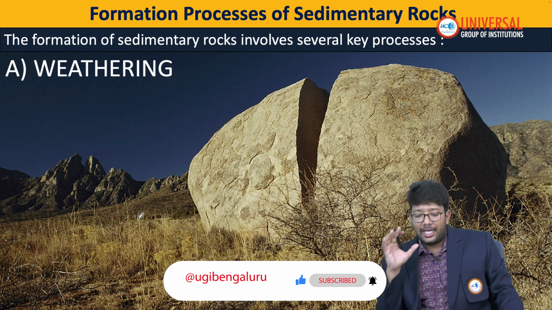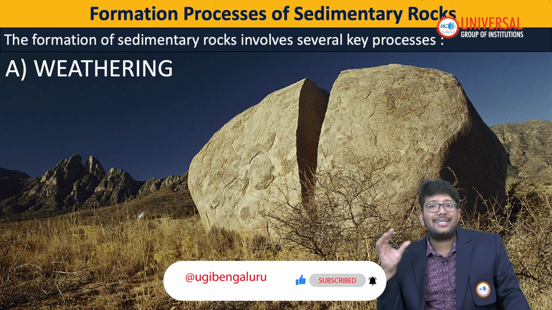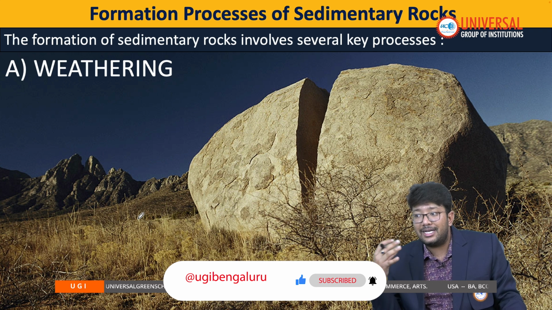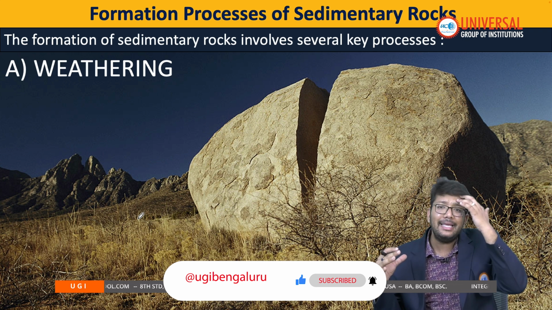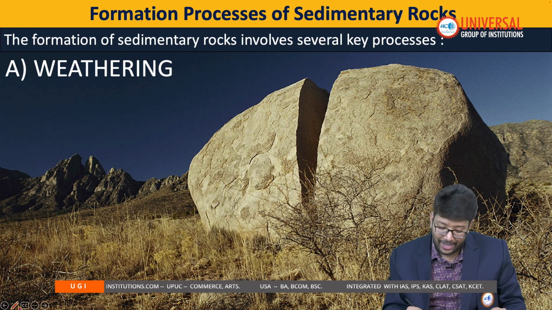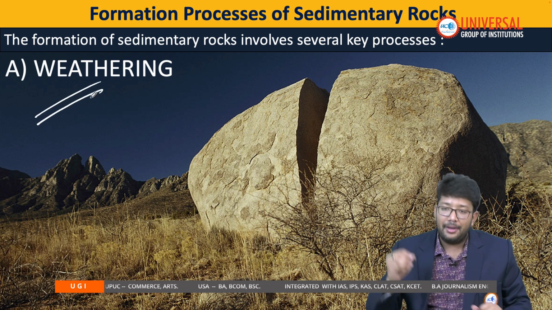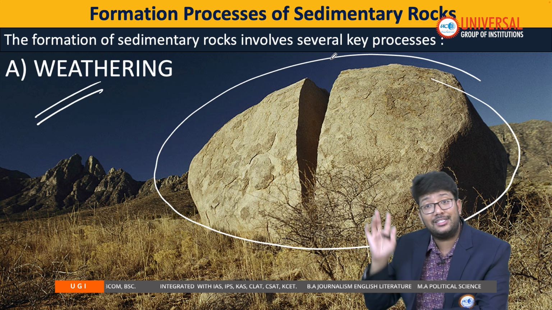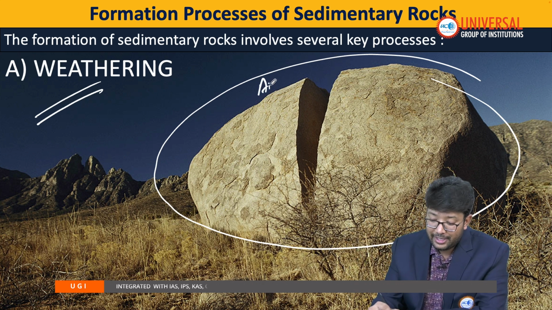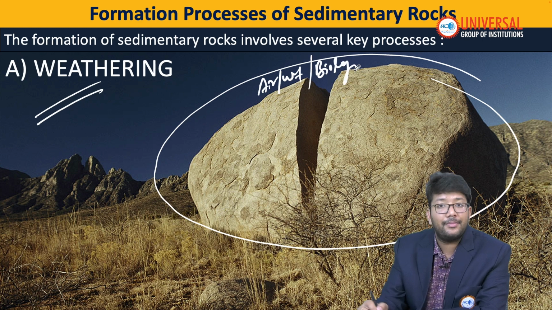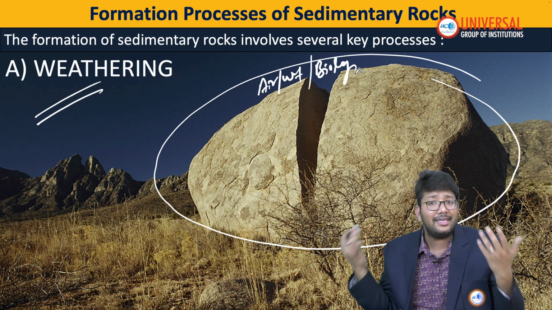Now, how exactly do sedimentary rocks form? Several key processes are involved. The first one is weathering. As you can see in the diagram, this is a big rock, and due to some agent, it can be air, it can be water, it can be biological, like microorganisms or plant roots, anything can happen.